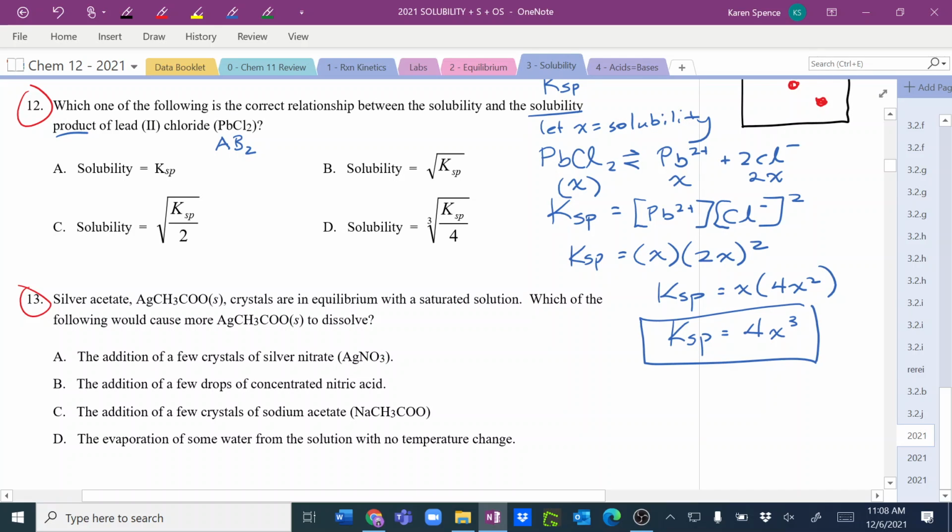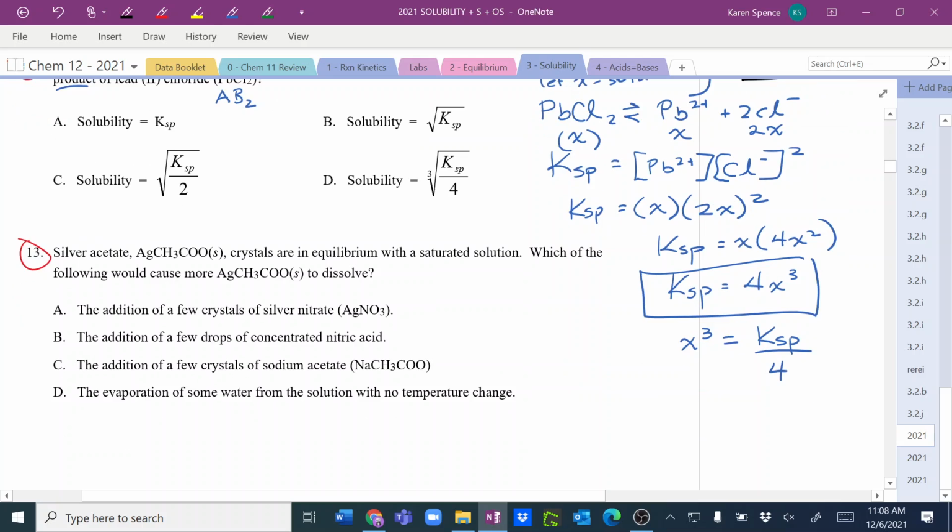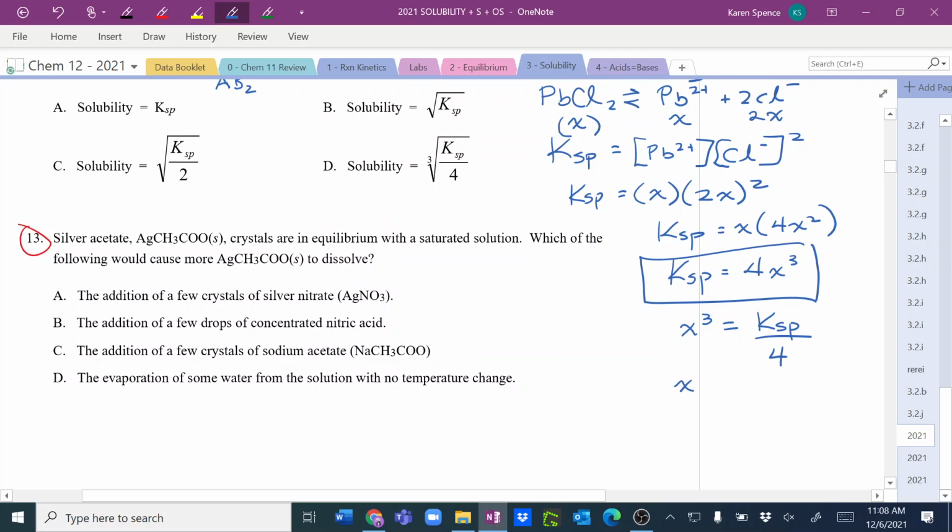Now you would just solve for x. So x cubed is equal to KSP divided by 4, which means that x, which is the solubility, is equal to the cube root of KSP over 4.